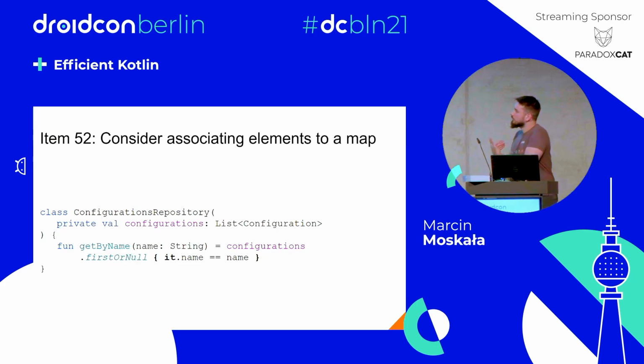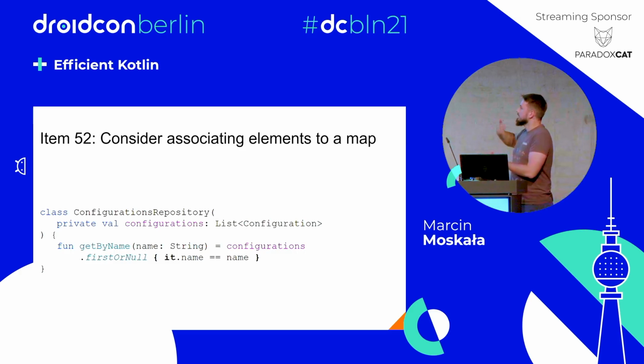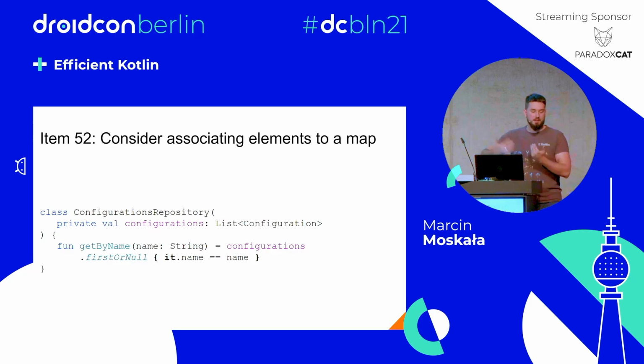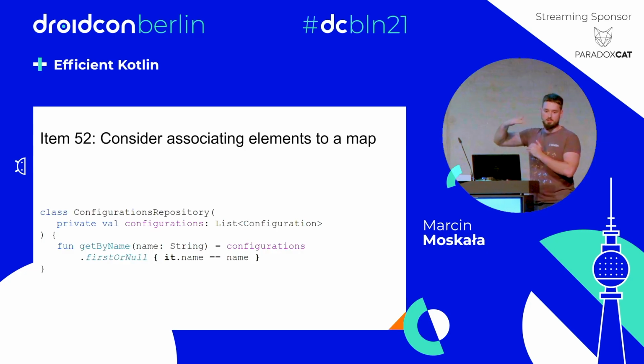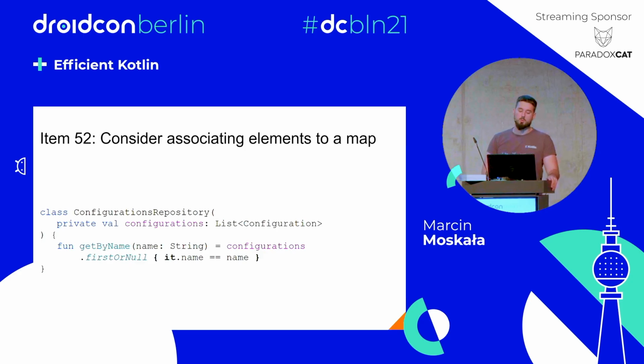The most intuitive way to do that is to keep them as a list and find this configuration by name. But finding this every time requires iterating over a list of configurations, and so O(n) operations. More concretely, size of the list divided by 2 on average. So how can we do it better?